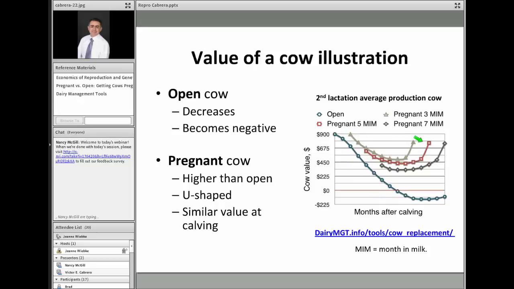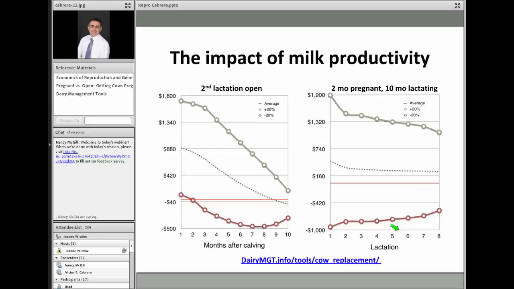If the cow gets pregnant, you can see in these curves here, pregnant at 3 months in milk, 5 or 7 months in milk, you can see this value will always be much higher than the open cow. So that's a first important point. Always higher value if we get the cows pregnant. It makes complete sense, okay? But here we are using in this graph an average cow. And we all know there is no average cow on a herd, okay? Every cow is different. So that's why in this analysis we need to have an indication of the level of productivity of a cow in relationship with the other cows on a herd.